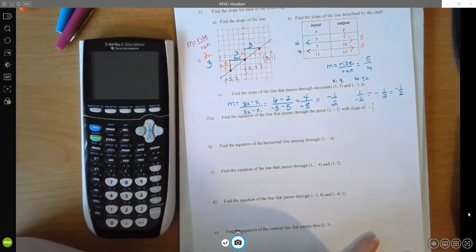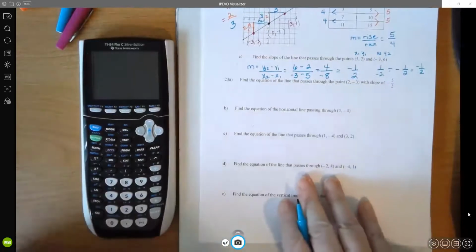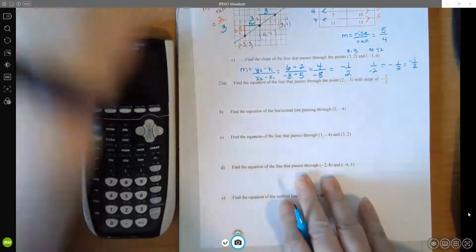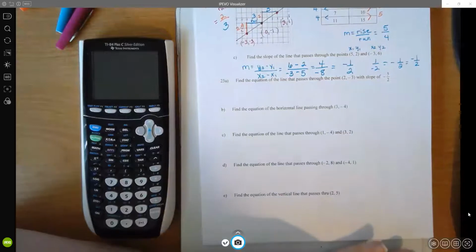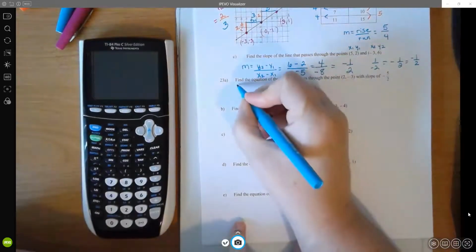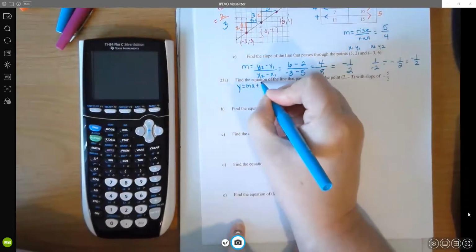Next, let's look at 23a. Find the equation of a line that passes through the point 2, -3 with the slope of -5/2. And here's where I have to make a decision because there are a couple of ways to find the equation of a line. I am going to choose the way that I think most of the teachers are doing this, which is using y equals mx plus b.